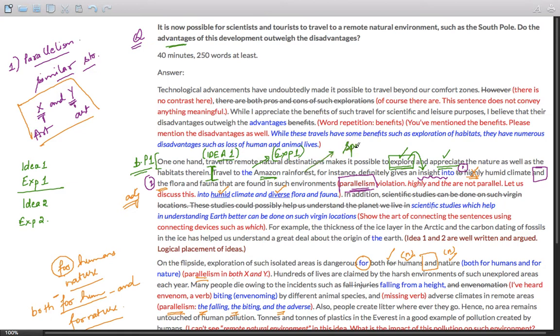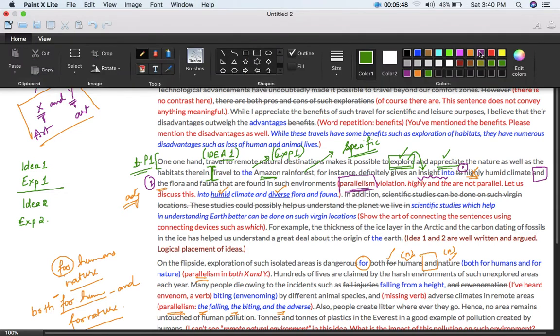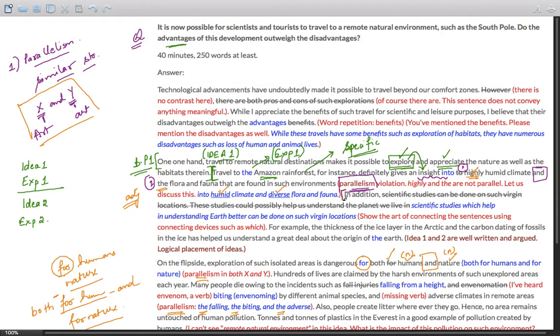This is specific information which corroborates your idea, and this is very well written. It could have been more explained, however, this is fine, just fine. And then the student begins with the next idea, idea number 2. Let me change the color here. This is idea number 2.